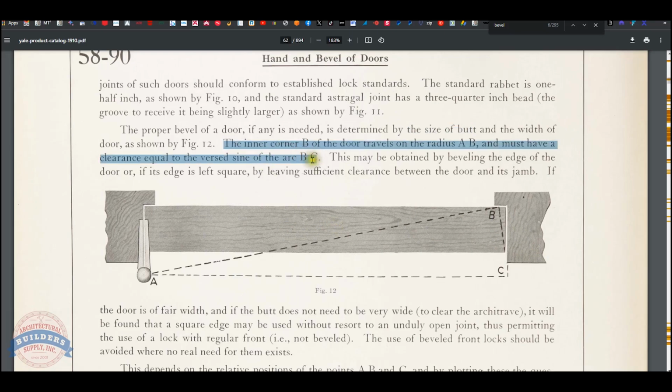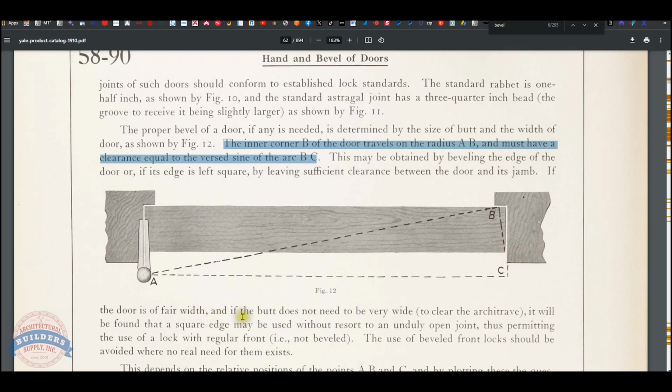This line right here is just a ton of math. You could deep dive into that by searching math formulas, or maybe you just remember trigonometry that well. Inner corner B travels along the radius of AB. We understand that. The circle goes around, and must have a clearance equal to the versed sine of the arc. What this basically is, I think, is -1 to the square root of cosine or something like that. I'd have to look it up. Of the arc BC. This may be obtained by beveling the edge of the door, or if its edge is left square, by leaving a sufficient clearance between the door and its jamb.